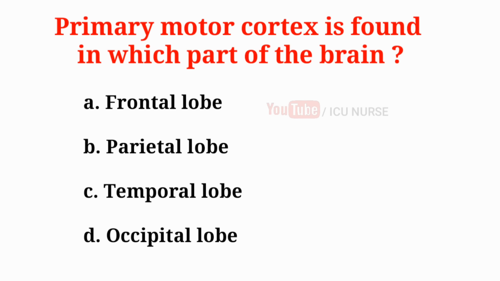Primary motor cortex is found in which part of the brain? A. Frontal lobe, B. Parietal lobe, C. Temporal lobe, D. Occipital lobe, and the correct answer is A. Frontal lobe.